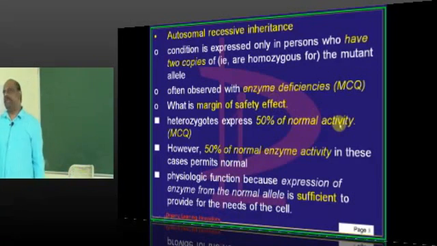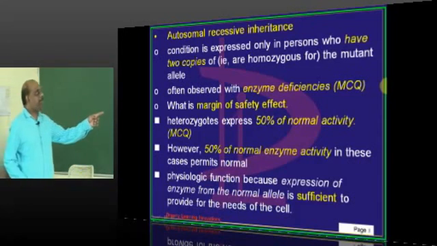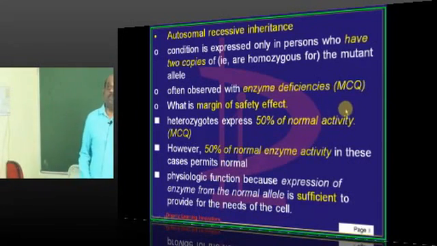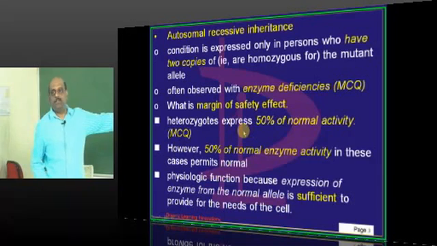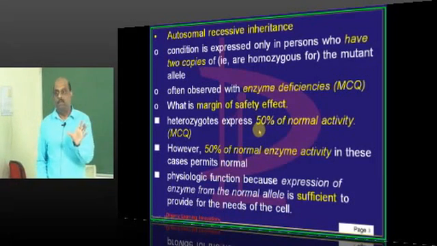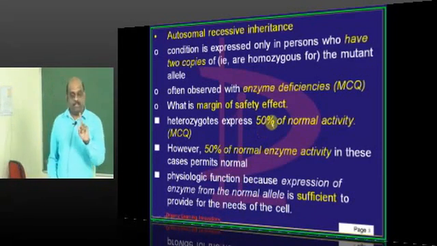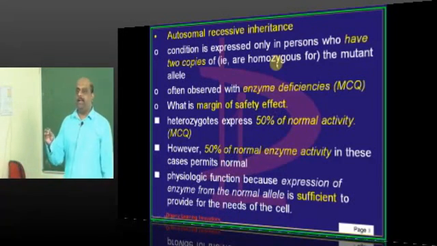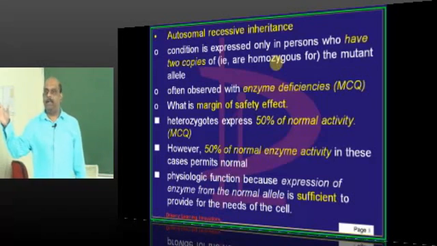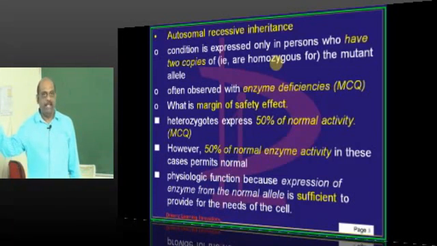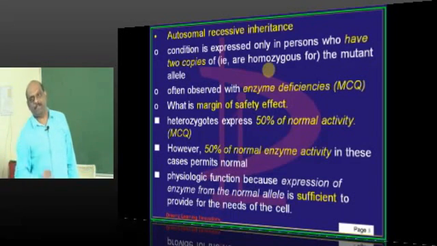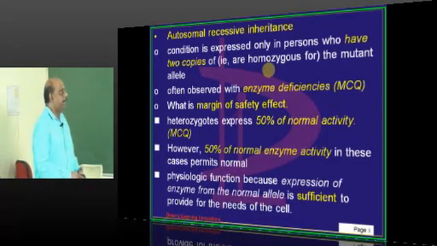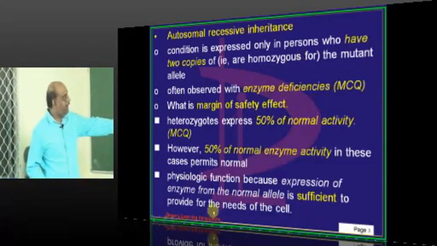Then in autosomal recessive, there is a concept called margin of safety. What is meant by margin of safety? Heterozygotes will express 50% of the enzyme activity because the normal allele will still produce 50% of the enzyme properly. The abnormal allele did not contribute. Ultimately, if you take 100 micrograms of enzyme expected, let us say, carbonic anhydrase, in a person with a deficiency, he will have 50% of it, right? But still that 50% will enable him to live normally.